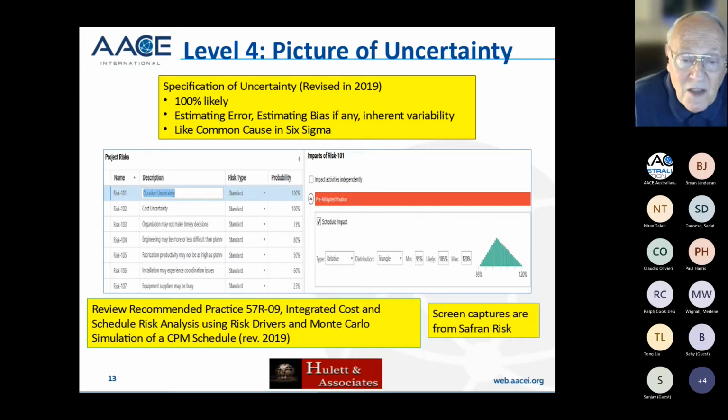So this is the uncertainty part of that, and this just says you see the 100% is highlighted, 100% probability, and the range is 95%, 105%, and 120% for the minimum, most likely, and maximum. And it's a triangular distribution. I think it's most important to get the ranges right, not to worry about what's the shape of the distribution. But I'll leave that to you.